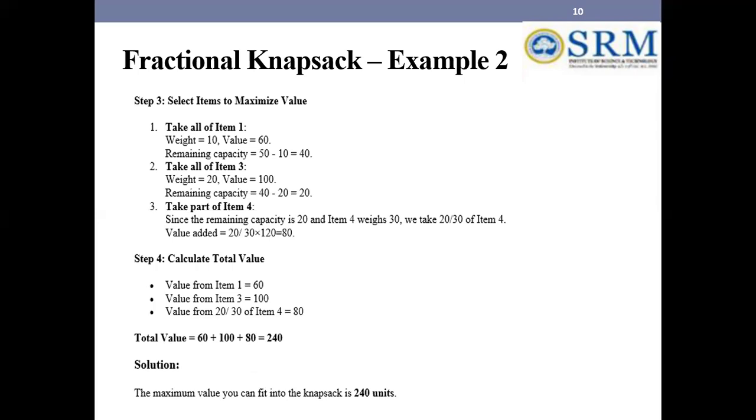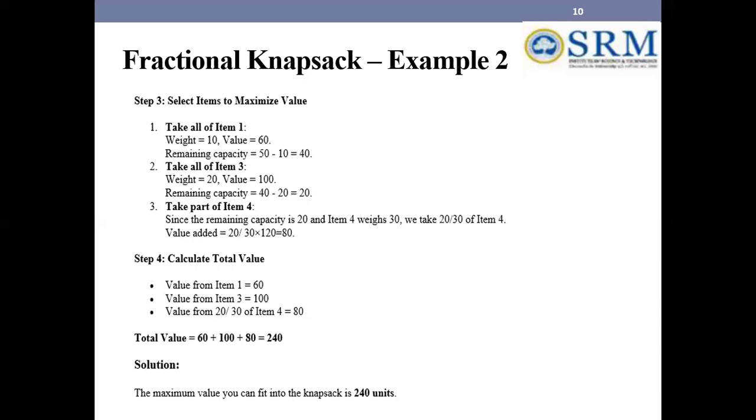So take all of item 1. Item 1 weight is 10 kg, value is 60, the knapsack capacity is 50 kg. So that is added. 50 minus 10 is 40 kg. This is the balance, the knapsack balance. Next, take the third item. The weight is 20 kg. So we have the balance 40. So item 3 is completely added. So 40 minus 20, the remaining capacity of the knapsack is 20 kg.